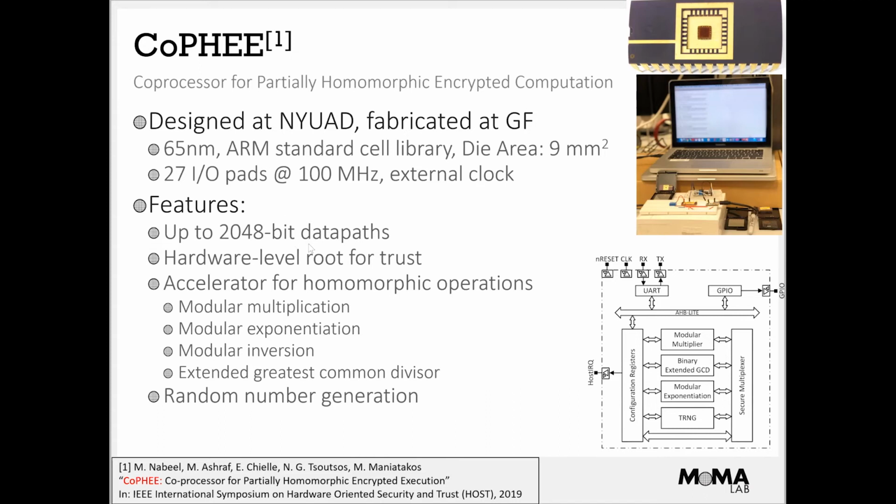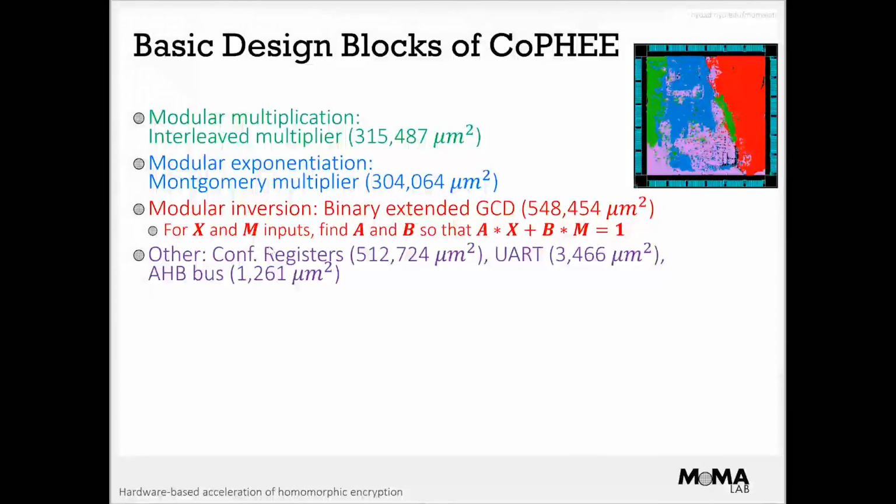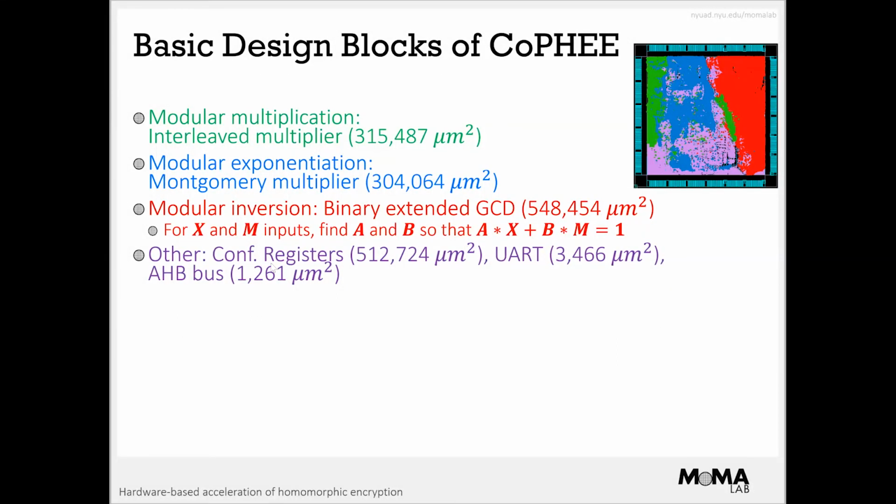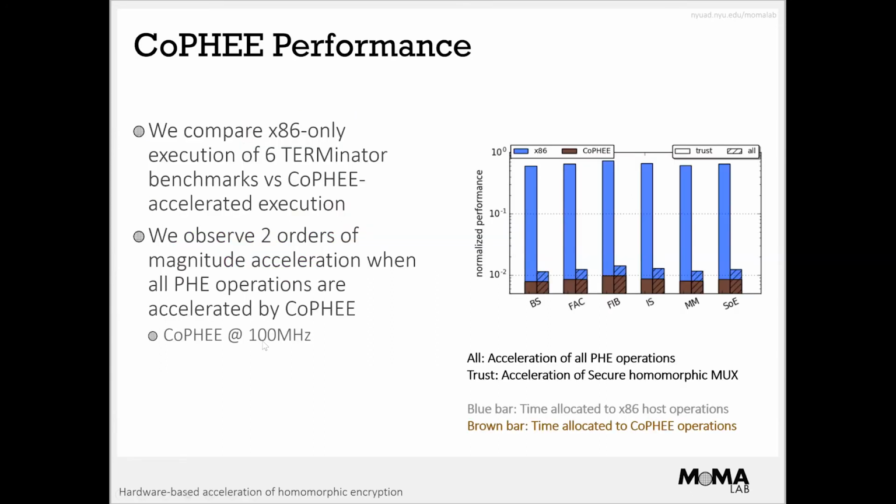With our chip, which is much smaller, we observed two orders of magnitude acceleration, and it also ran at a much lower frequency. That was the limit we had because of the IO pads. This can run much faster, but this is what we fabricated, and this already was 100 times faster and has potential to become much faster. So one way to solve the problem of performance of homomorphic encryption is hardware support.